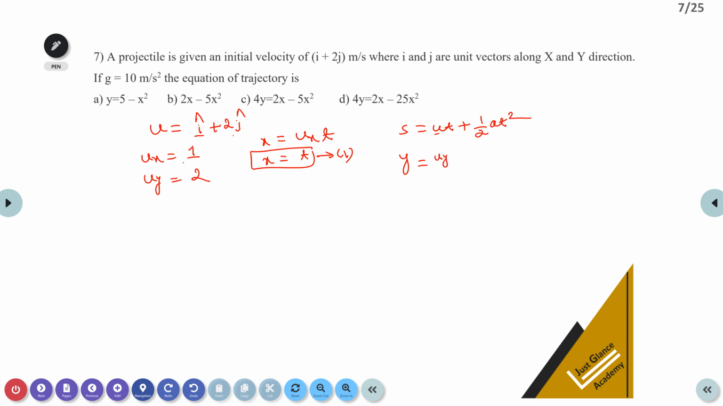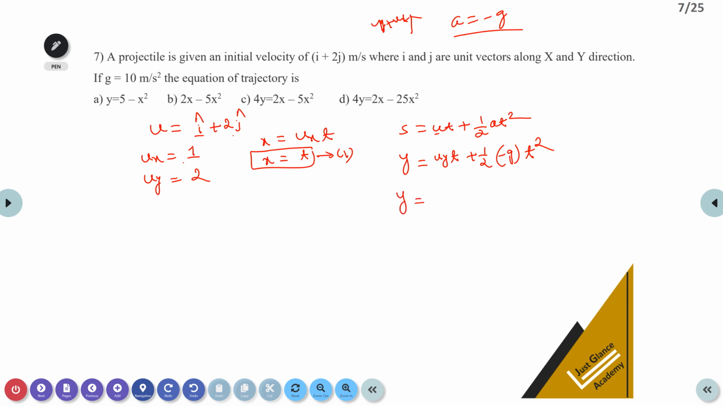Uy into t plus 1 by 2, minus g into t square. I told you in projectile motion, whether the particle is projected vertically up or vertically down, a is always to be considered as minus g. Substitute this. It is traveling in the upward direction, so y is positive.